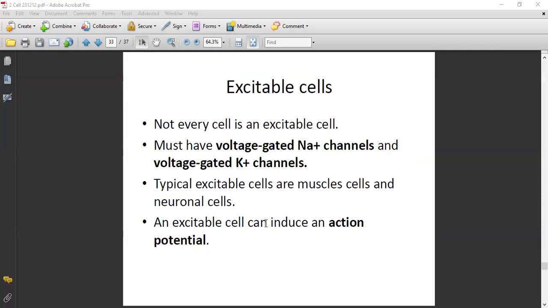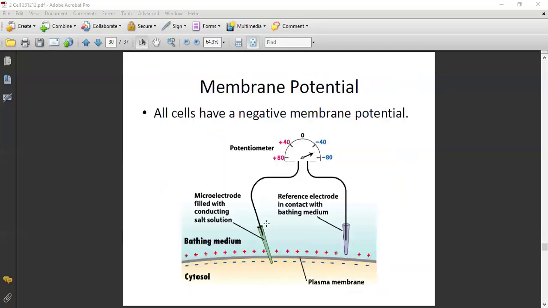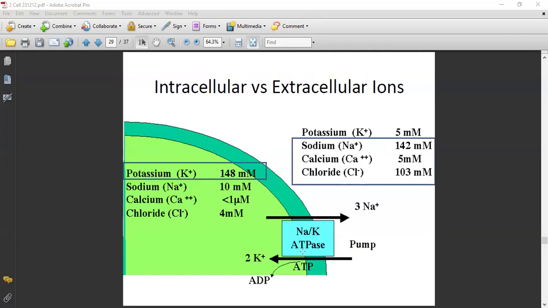Not every cell is excitable, but every cell has the sodium potassium ATPase, right? Every cell has this membrane potential, but not every cell is excitable. What makes cells excitable? Later, we will talk about what is meant by excitable. Excitable means that it will generate an action potential.